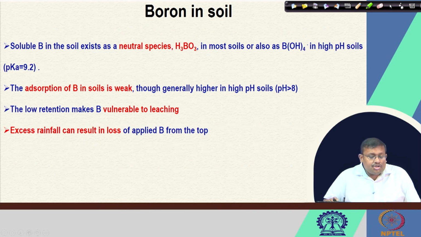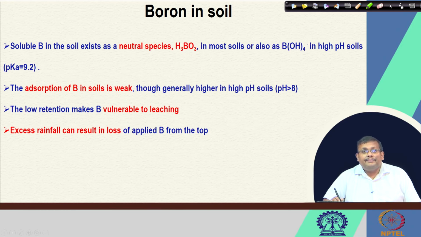Now, soluble boron in the soil exists as neutral species, which is boric acid, in most of the soil, as well as the ionic form in high pH soil. Now, the adsorption of boron in soil is weak, though generally higher in high pH soil, when the pH is greater than 8. The low retention makes boron vulnerable to leaching, and excess rainfall can result in loss of applied boron from the top of the soil.